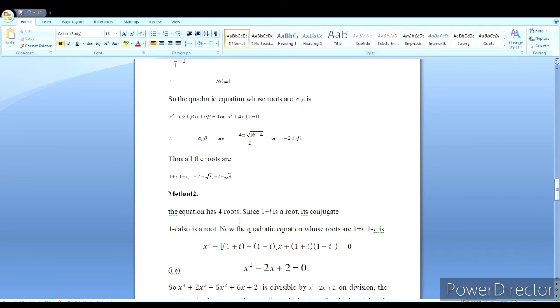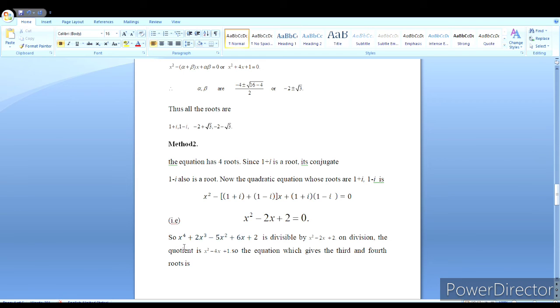Now the equation has 4 roots. Since 1 plus i is a root, its conjugate 1 minus i is also a root. Now write the quadratic equation. The quadratic equation having 1 plus i and 1 minus i as roots is x square minus the sum of the roots into x plus the product of the roots. The sum of the roots is 1 plus i plus 1 minus i, and the product of the roots is 1 plus i into 1 minus i. Simplifying this, we have x square, adding these two, you will get 2, therefore minus 2x. The product is also 2.